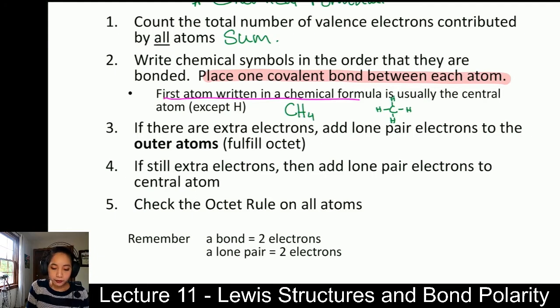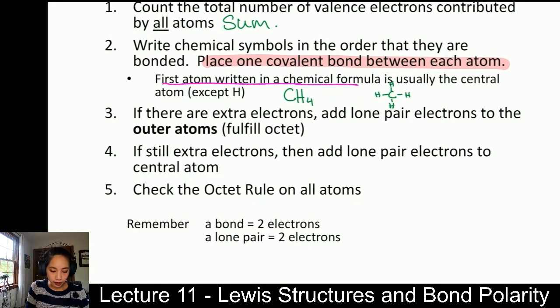All right, so fill the extra electrons on the outer atoms, then the central atom, until you have drawn an equal number of valence electrons in the entire structure. So once you've drawn all of the valence electrons from step 1, you need to check the octet rule on all the atoms. All right, and then I'll talk about this last step in a later slide.